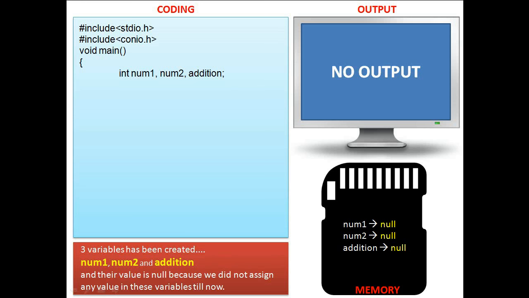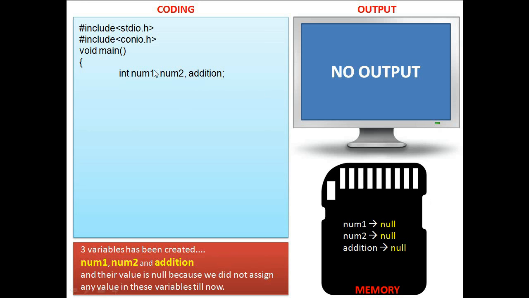Now we are creating three integer variables, num1, num2 and addition. So num1 and num2 are the variables whose values will be added. Okay, we are creating this program to add two numbers. So these two variables num1 and num2 will store some integer values and we will add them, and the result of the addition will be stored in this third variable.